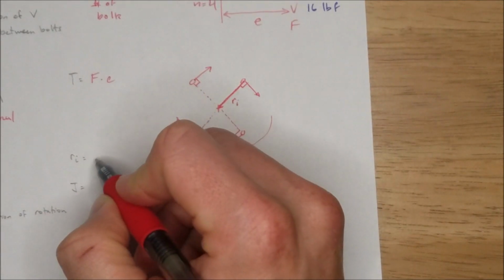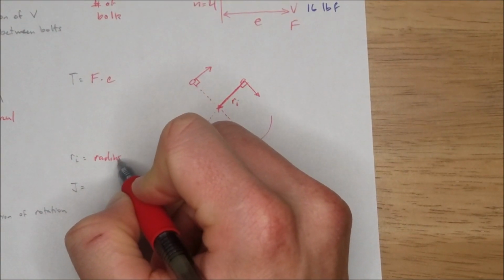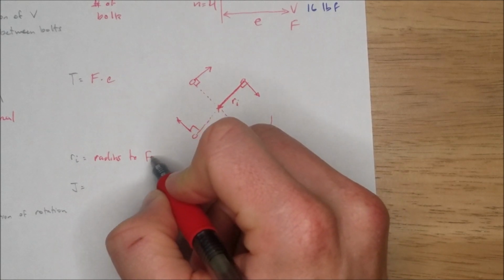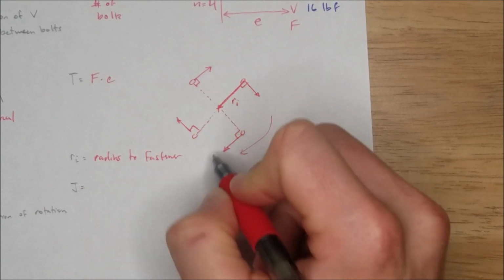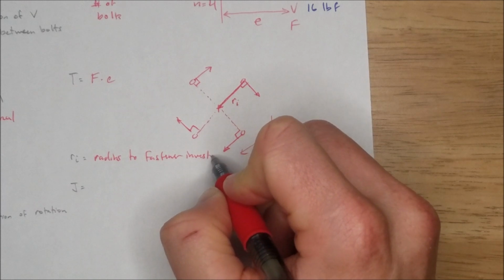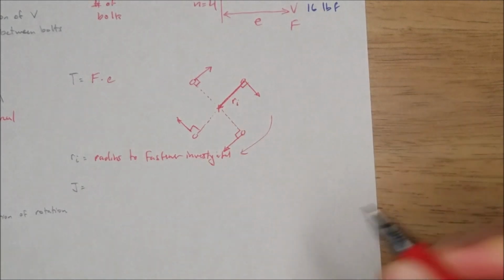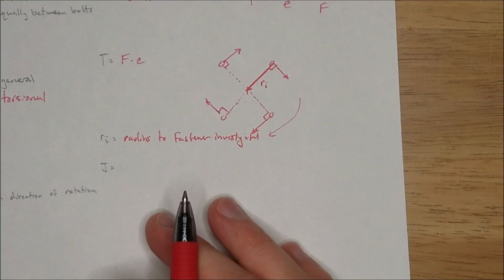So this is the radius to the fastener under investigation. And what's our J term?